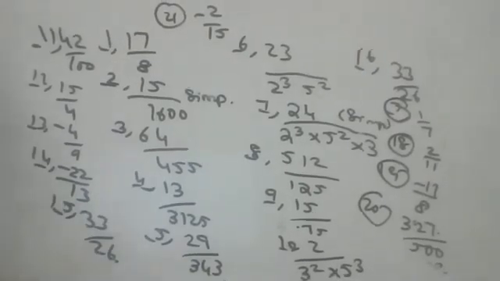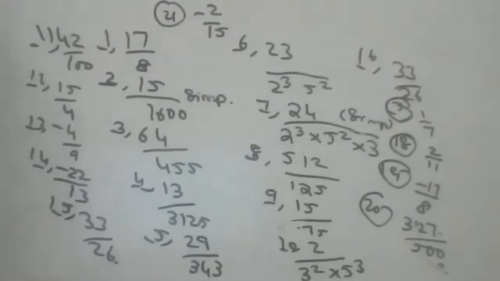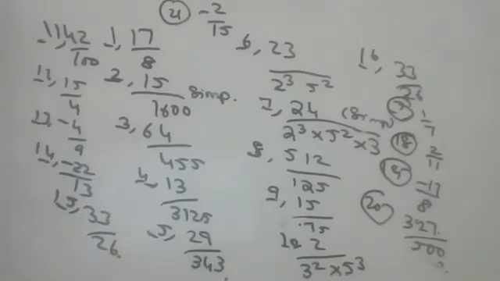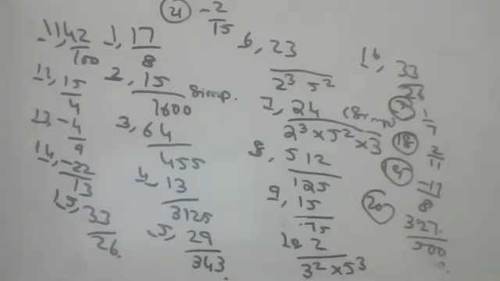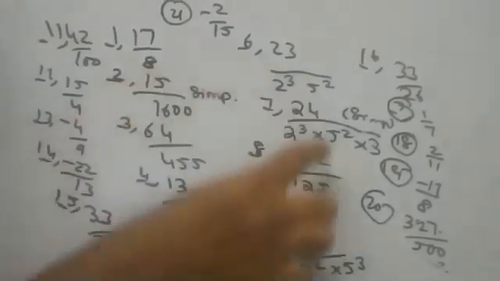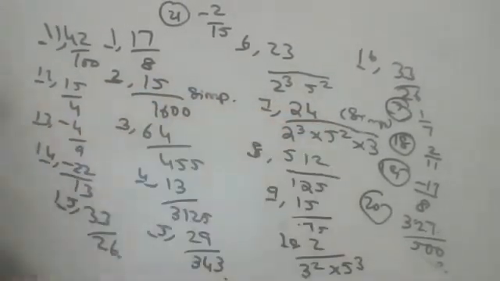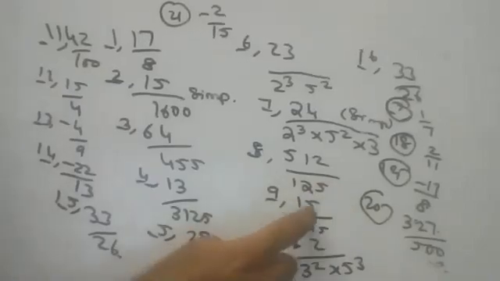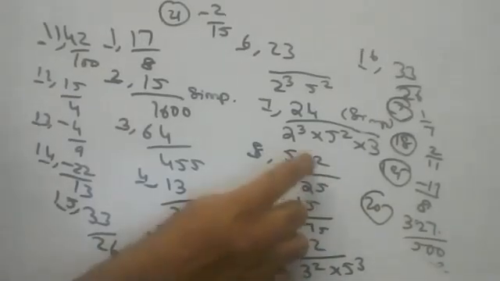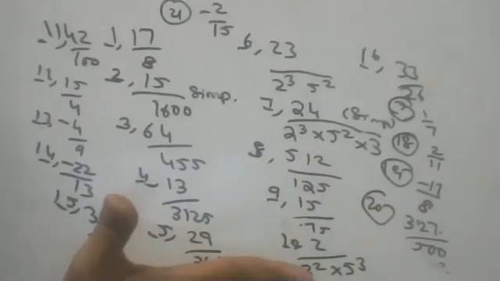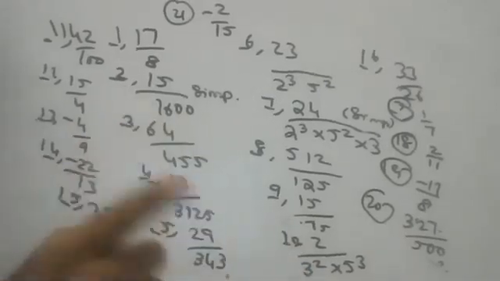Just identify whether they are terminating or non-terminating. And after identifying, compulsorily you should write the reason, for all of them. Wherever simplification is there, please do the simplification also. You should simplify. Please check it. Where simplification is there, better always simplify and do the prime factorization.